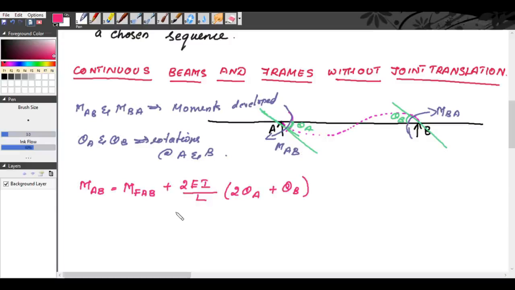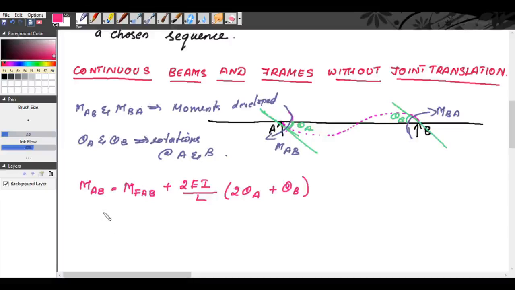Okay. Now we will consider this I by L as K. That is, I by L is the relative stiffness. We have already studied in our third module, in the moment distribution method, what the relative stiffness K is, right? So K is equal to I by L when the far end is fixed. A and B are intermediate supports, so we can take this I by L as KAB.